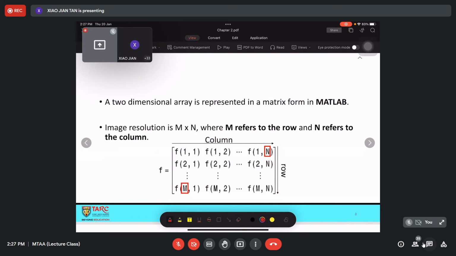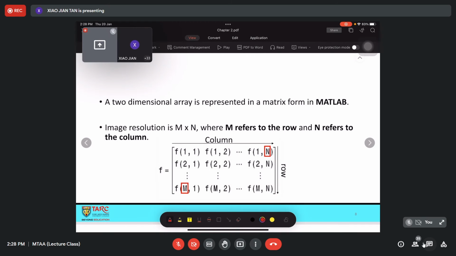A two-dimensional array is represented in a matrix form in Matlab. Not only Matlab, I believe most image processing tools represent the image in a two-dimensional array, or what we call a Cartesian plane. The image resolution is m times n, where m refers to row and n refers to column. This is the way Matlab reads it.